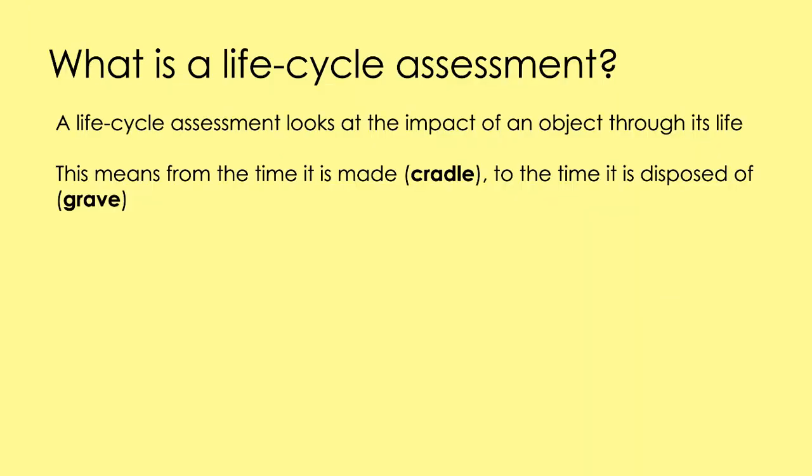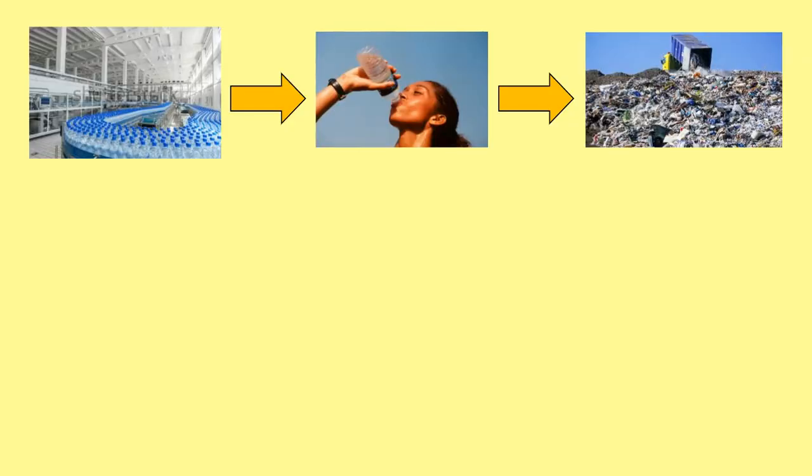So what is a life cycle assessment? So a life cycle assessment looks at the impact of an object for its life. So that means from the time it's made, i.e. the cradle, to the time it's disposed of, i.e. the grave. So we've got these 3 pictures here to represent that. So we've got to think about the impact. We're talking about the environmental impact here.